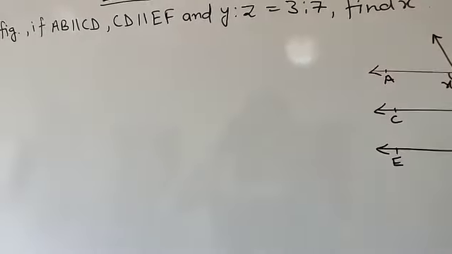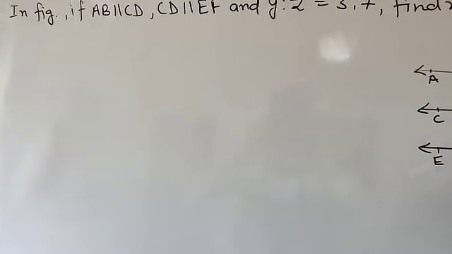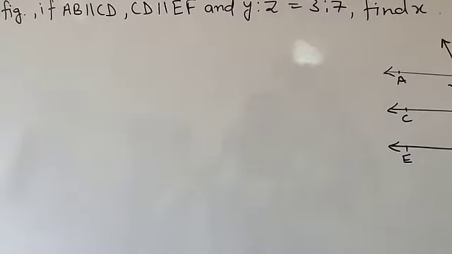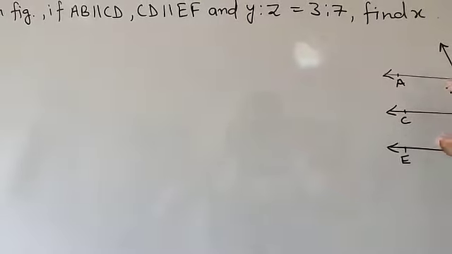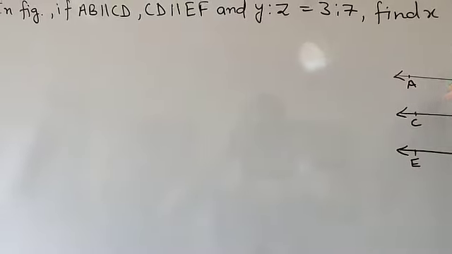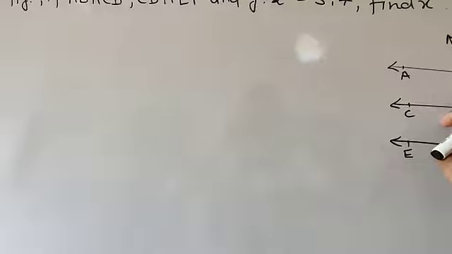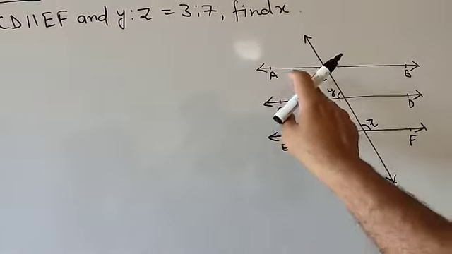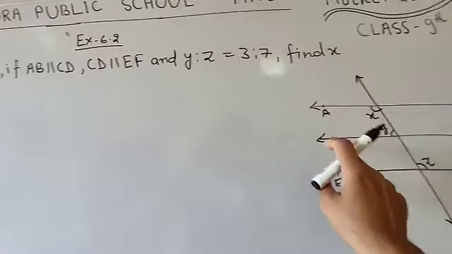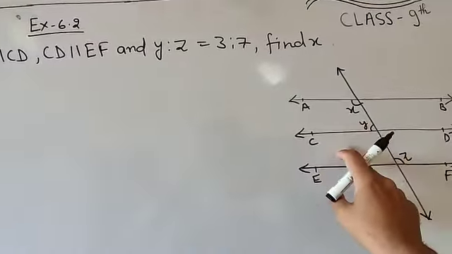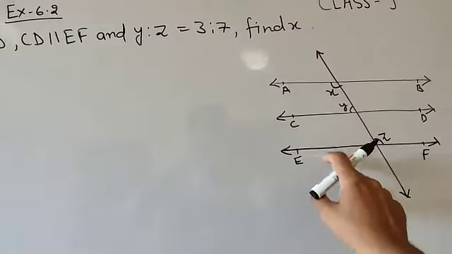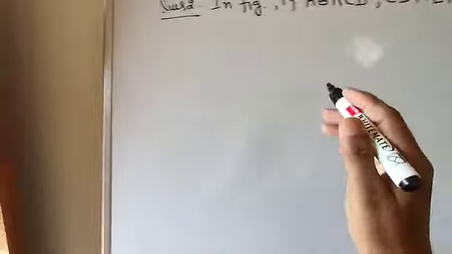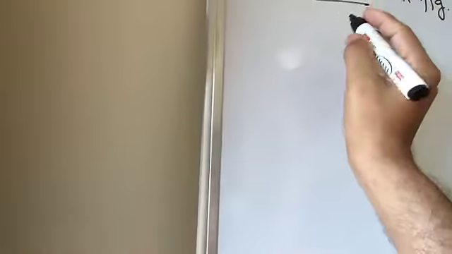Students, here AB and CD are parallel, and CD and EF are parallel. If two lines are parallel to the same line, then those two lines are also parallel to each other. It means that if AB is parallel to CD and EF is also parallel to CD, then AB and EF will also be parallel to each other. So here I am going to find that.